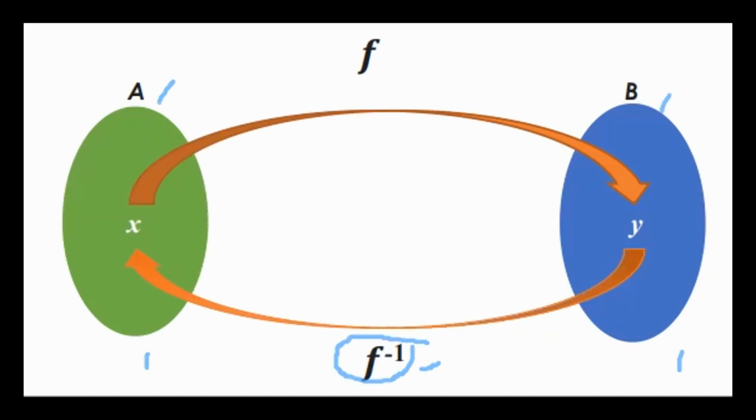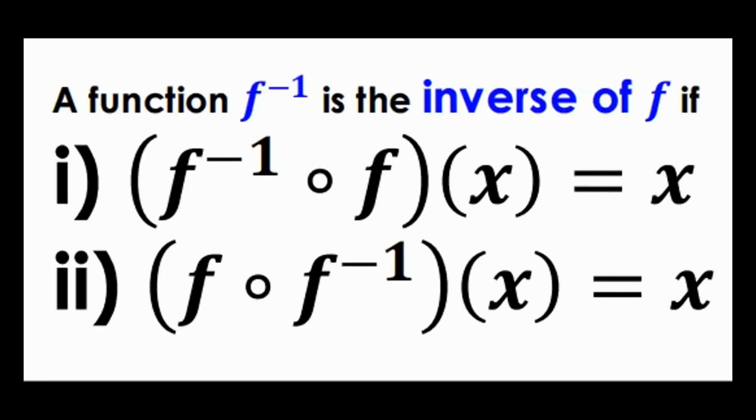A function that has an inverse is said to be invertible. Note that not all functions have an inverse, so we say that not all functions are invertible. Now, we'll formally define the inverse of a function.